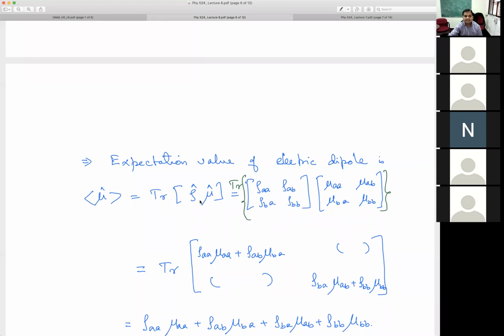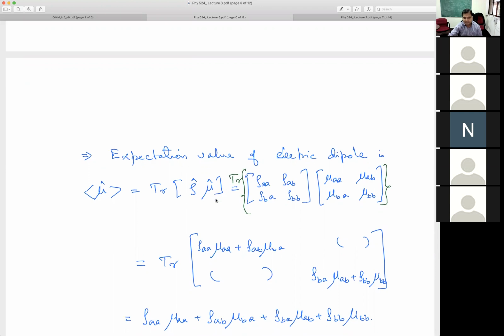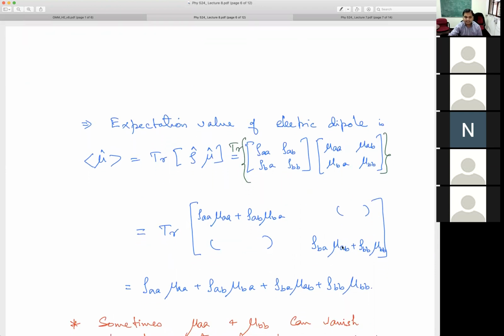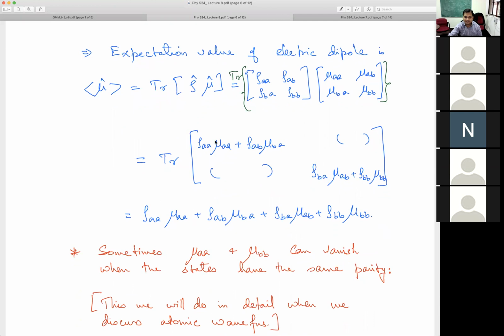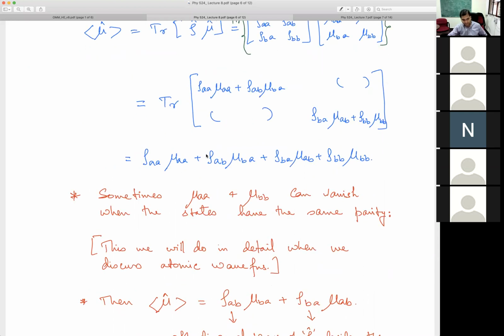Now, if I measure the expectation value of the electronic dipole moment, I get the trace of rho mu. You calculate the trace by summing the diagonal terms, and you get four terms: rho AA mu AA, rho AB mu BA, rho BA mu AB, and rho BB mu BB. Here I just wanted to show you that the off-diagonal terms of the density matrix, rho AB, can also play an important role in calculating a physical quantity.